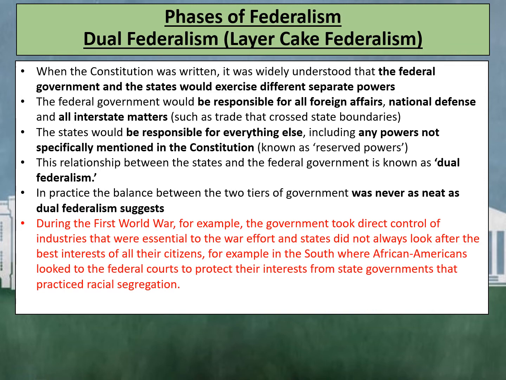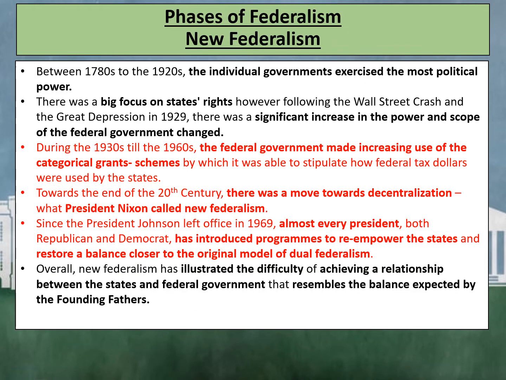In practice, the balance between the two tiers of government was never as neat as it sounded. During the First World War, for example, the government took direct control of industries that were essential to the war effort, and states did not always look after the best interests of all their citizens. For example, in the South, African Americans looked to the federal courts to protect their interests from state governments that practiced racial segregation. Between the 1780s and the 1920s, the individual state governments exercised the most political power. There was a big focus on states' rights.